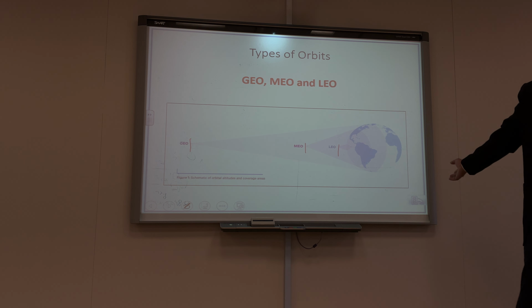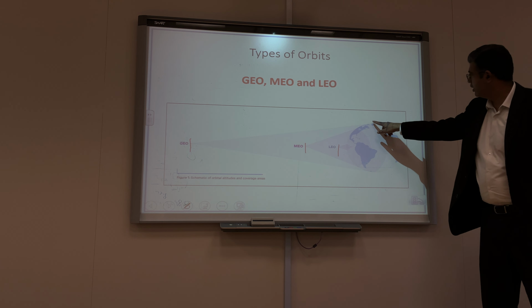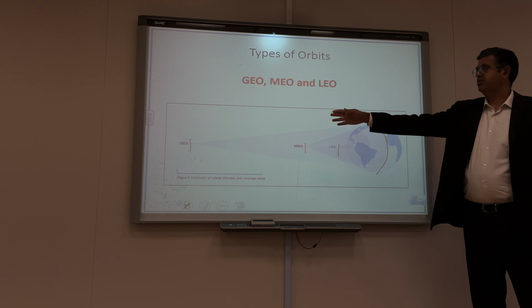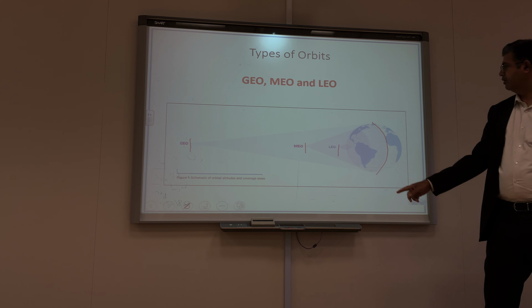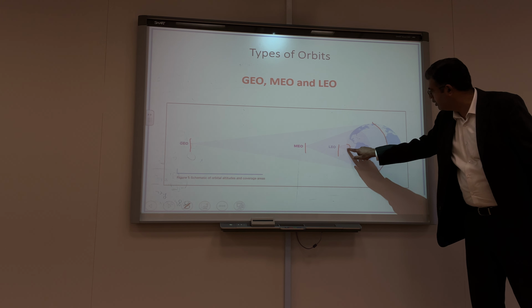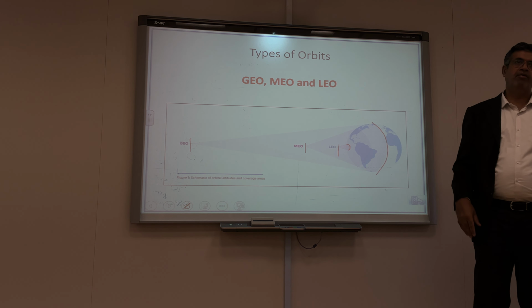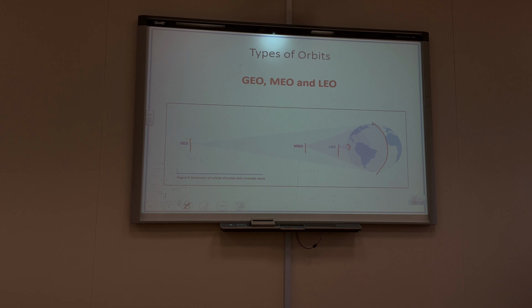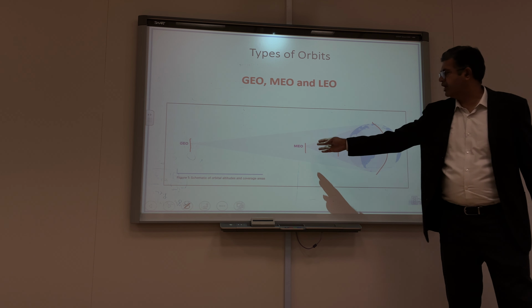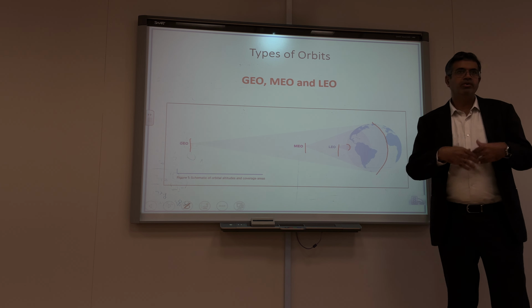GEO, because it is very far away from the Earth. So you see the coverage, almost half of the Earth you are covering with the GEO. But if you talk about LEO, it's only a small portion of the Earth. So that means if you have three satellites in the GEO orbit, geostationary Earth orbit, you can cover the whole Earth. Okay, but as you move closer, to MEO or LEO, you need more satellites.